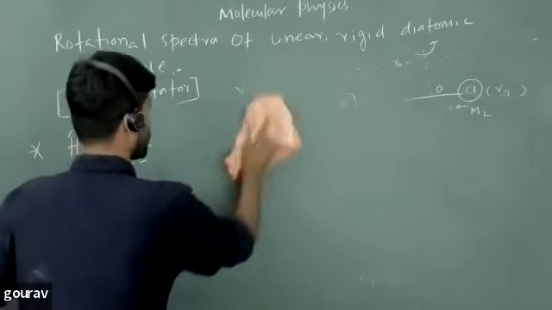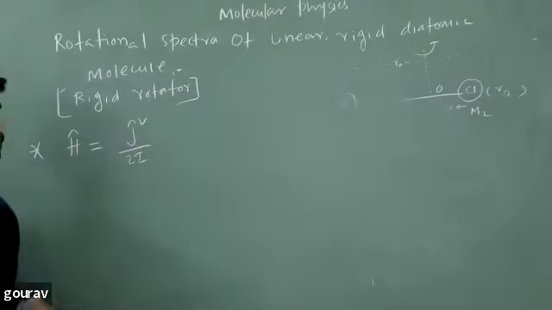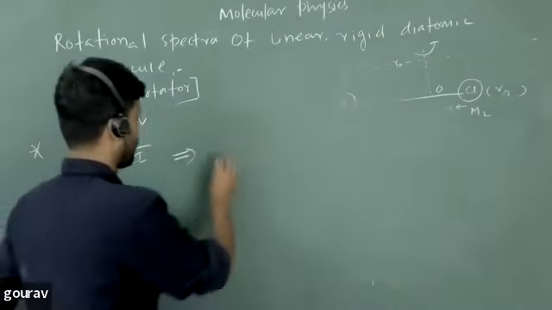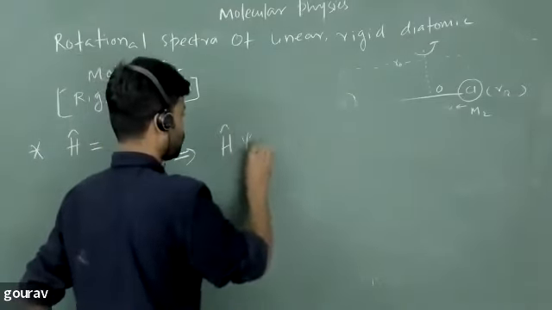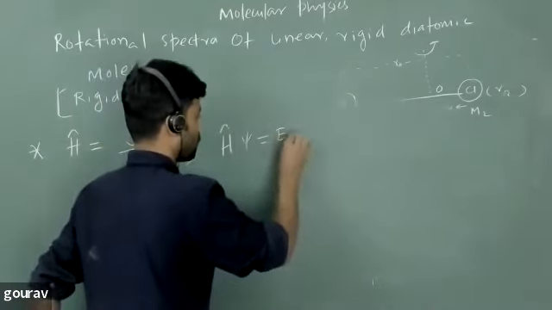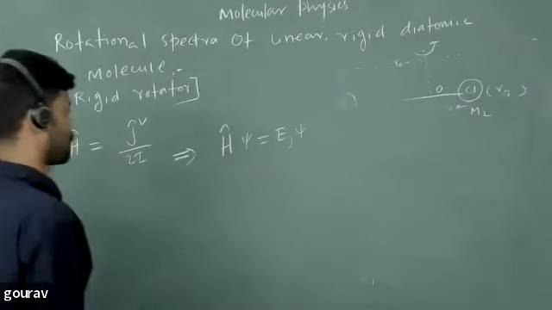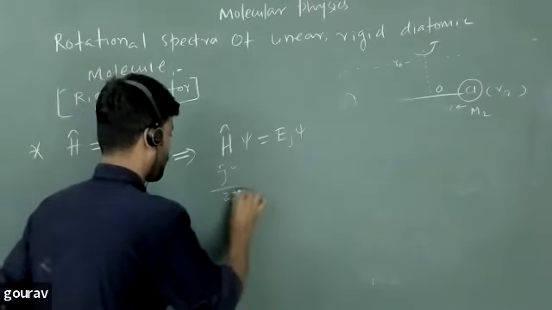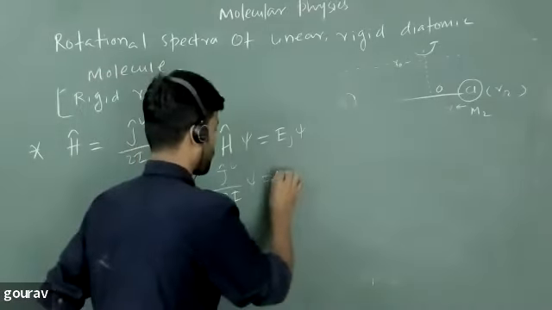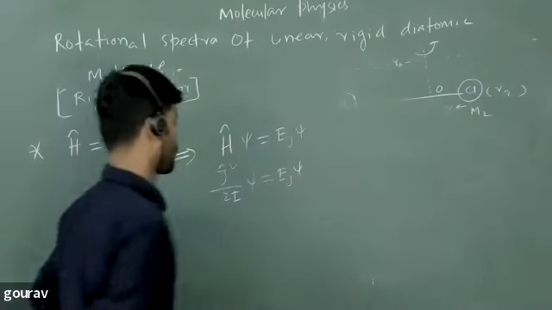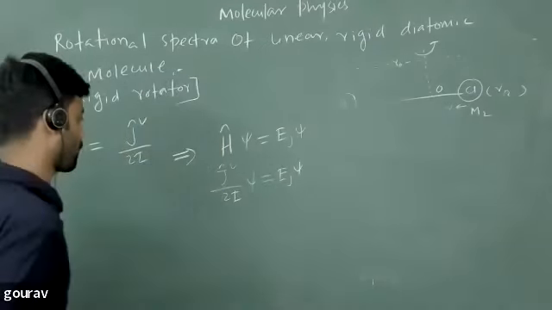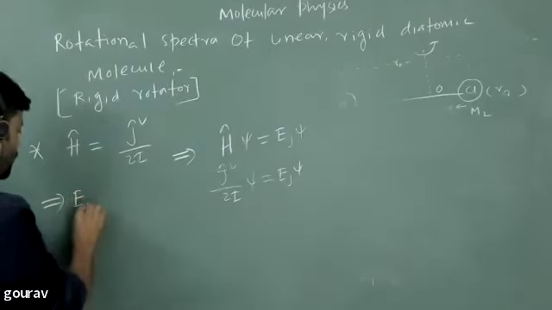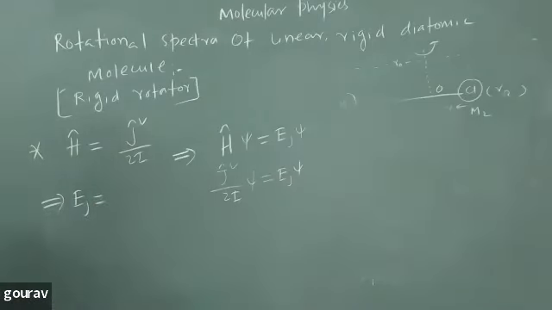Okay. So this is your Hamiltonian, right? Now, by using the Schrodinger equation, what we can write? H psi equals E psi, or E_J psi. So H is J square by 2I. When J square operates on this, what will you get? J into J plus 1. Exactly. You know this part from quantum mechanics itself.